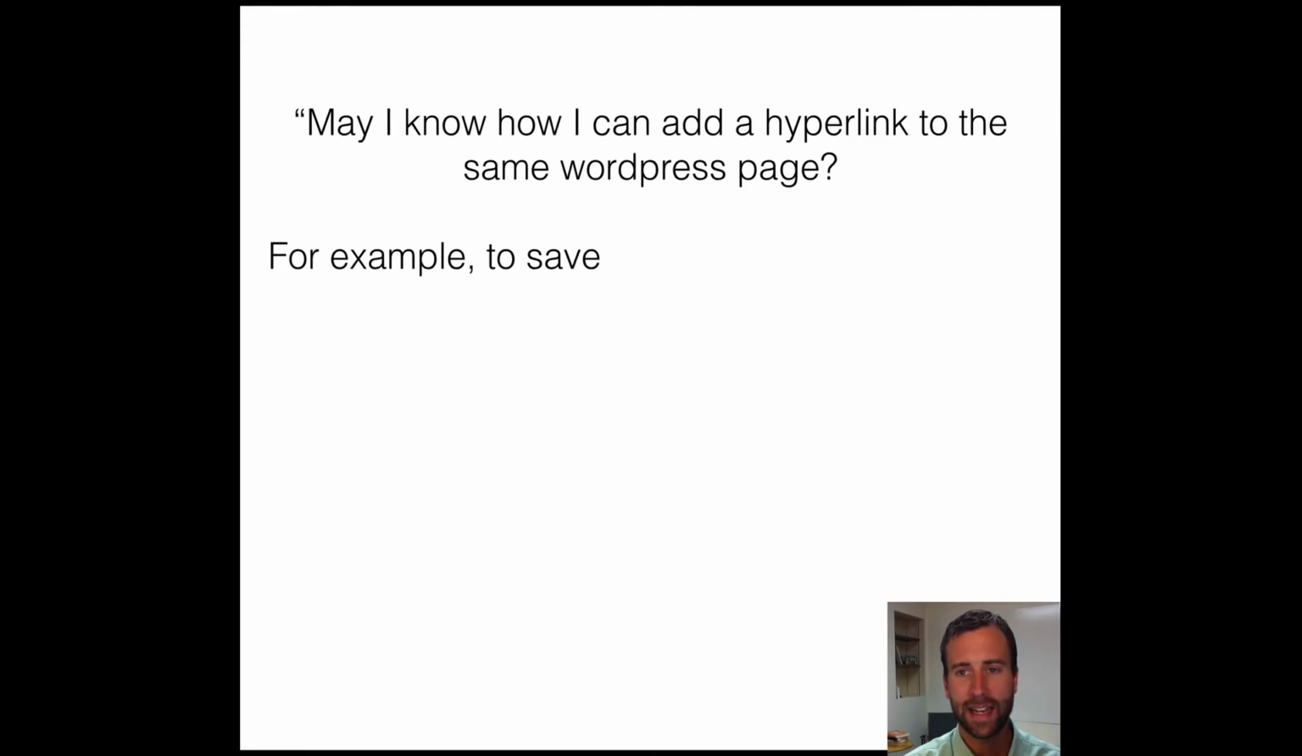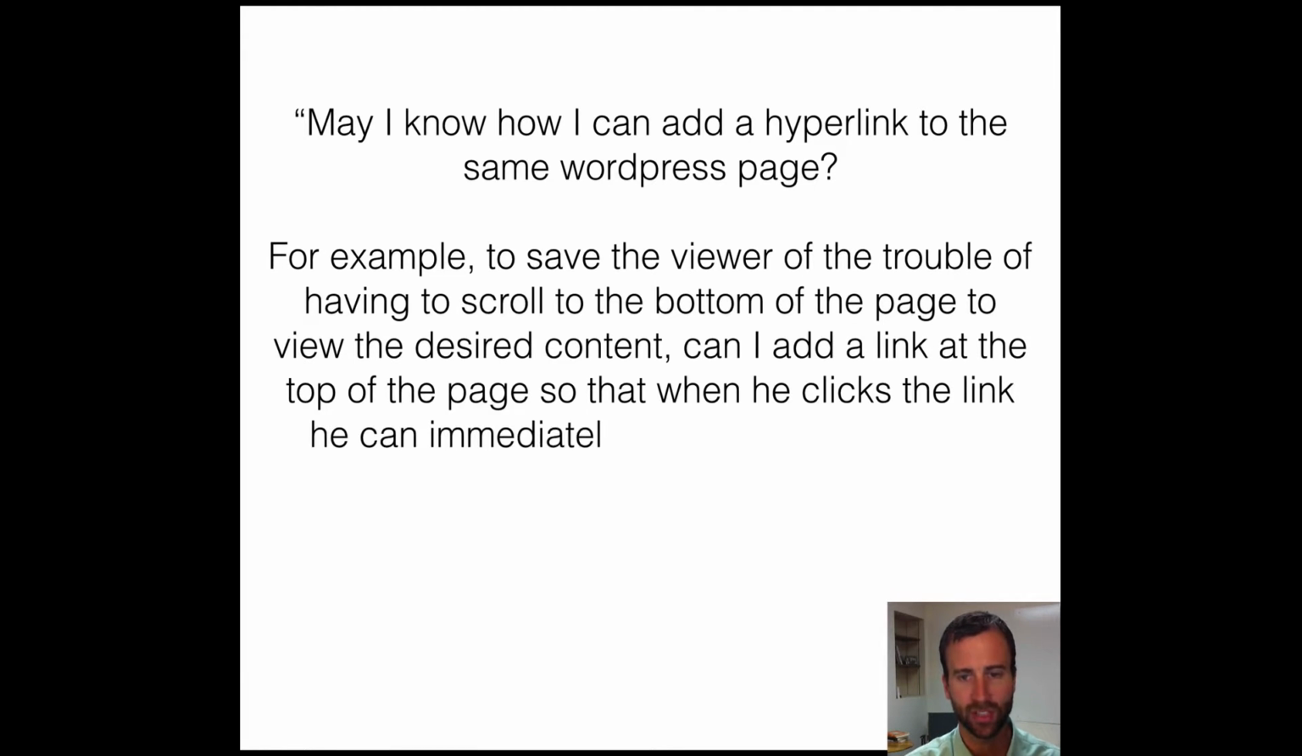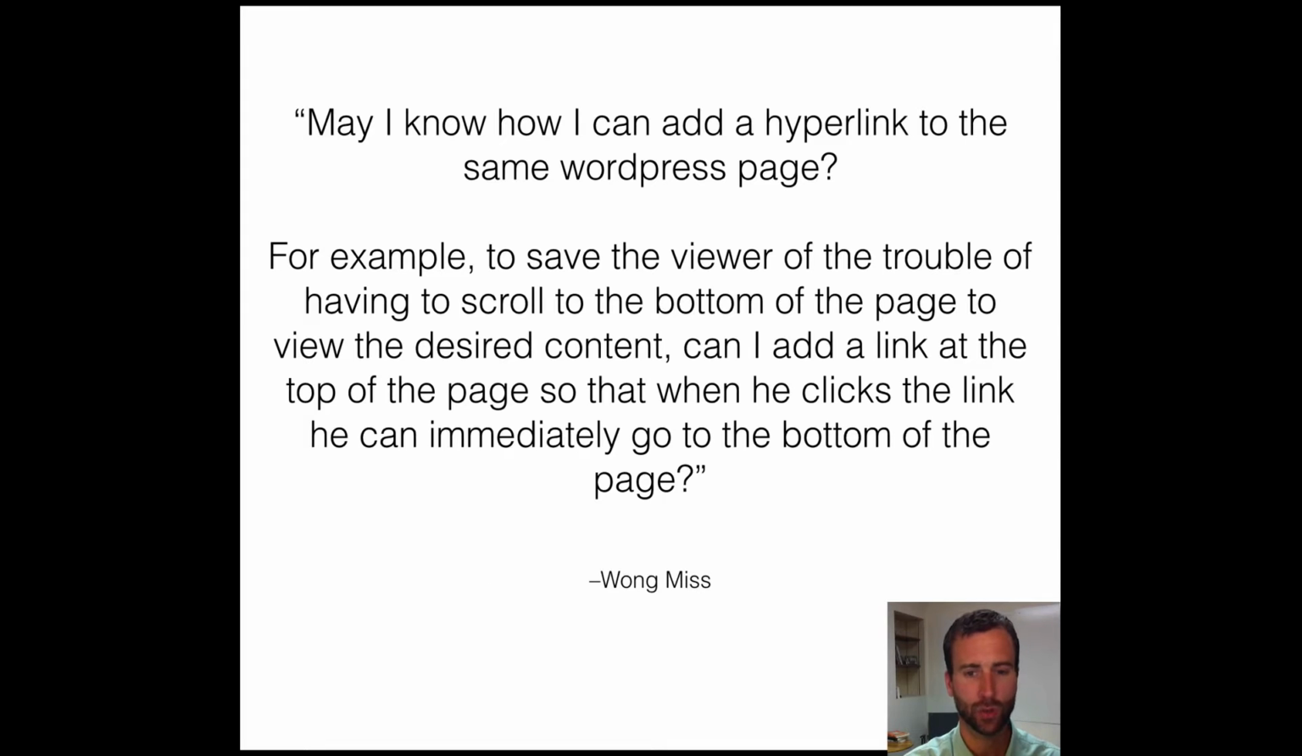May I know how I can add a hyperlink to the same WordPress page? For example, to save the viewer the trouble of having to scroll to the bottom of the page to view the desired content. Can I add a link at the top of the page so that when he clicks the link, he can immediately go to the bottom of the page? That's an excellent question. It's actually quite simple to do, but as you probably have already noticed, it's going to take a little bit of knowledge of HTML code to make it happen. Not a problem. In this tutorial, I'm going to walk you through that, and by the end, you will know exactly how to make this happen.